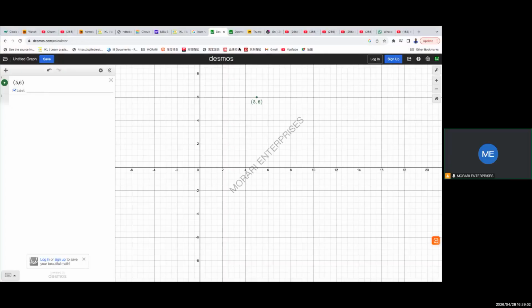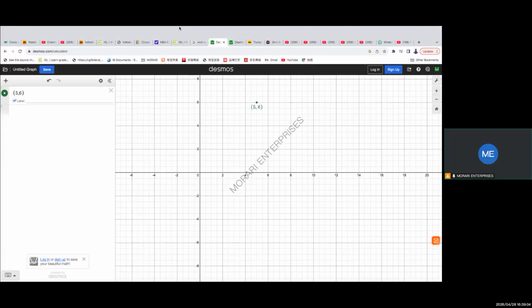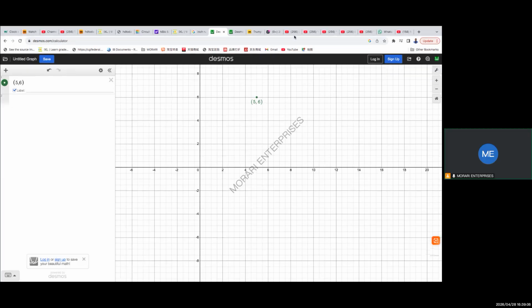All right, so we want to see what a vector is. In school, they use i and j to represent vectors. So if they ask you what's a vector, the vector 5i plus 6j, like you said, 5i plus 6j.